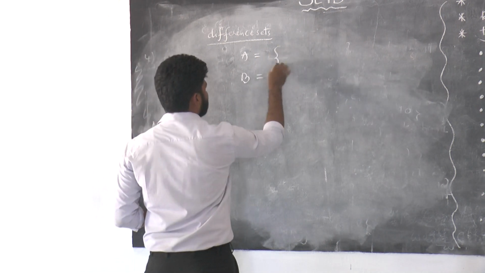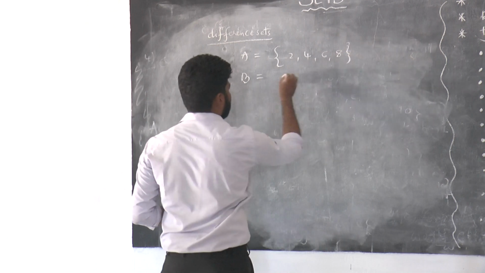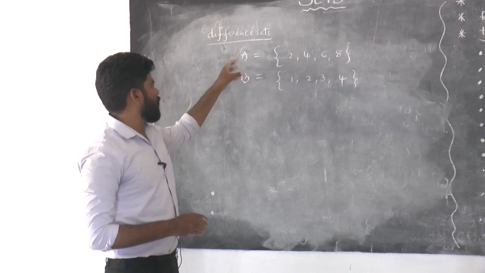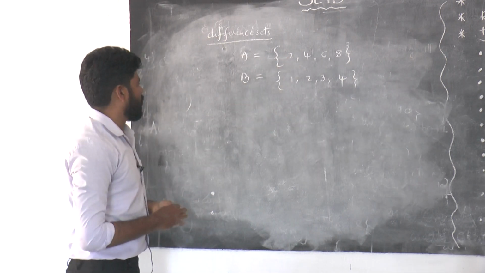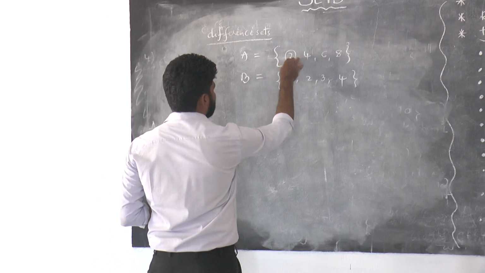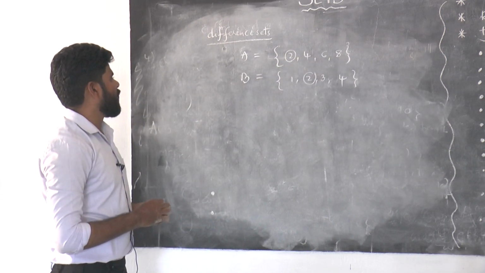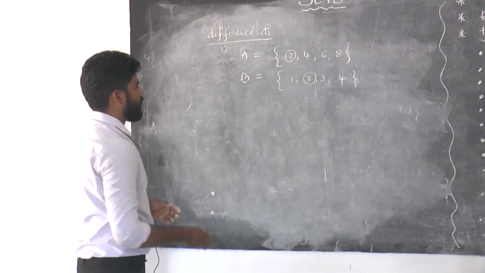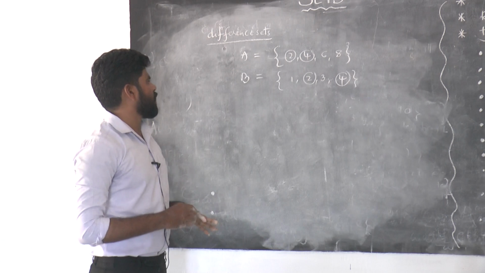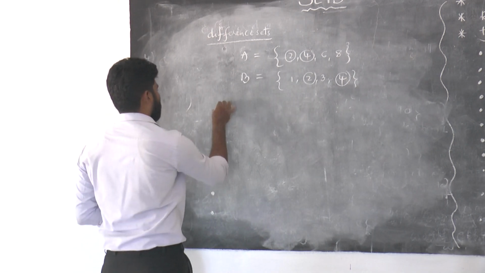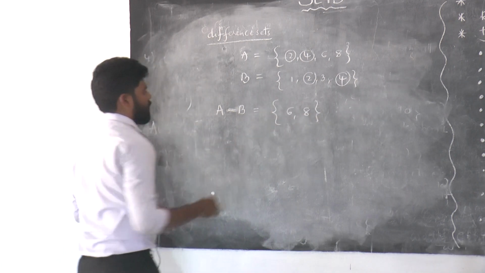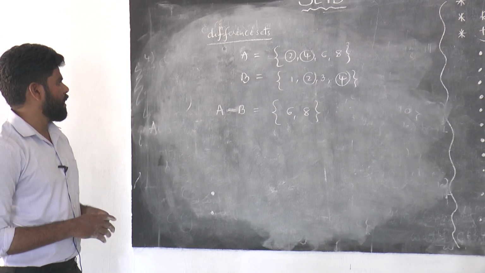For example, A is 2, 4, 6, 8 and B is 1, 2, 3, 4. We want the elements belonging to A that do not belong to B. First of all, check the common elements and cancel them: 2 and 4 are common elements. The remaining elements of A are 6 and 8. So the difference of A and B is 6 and 8.